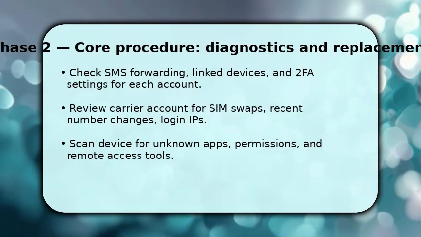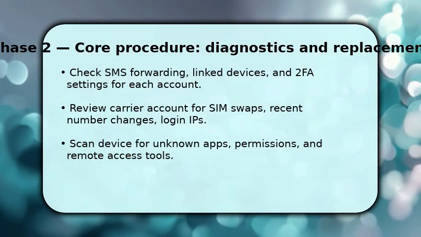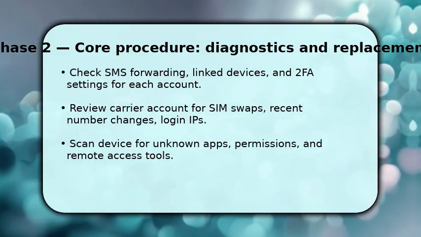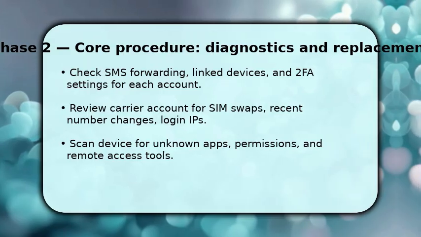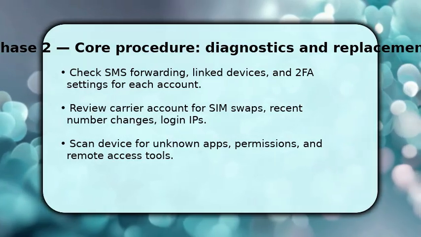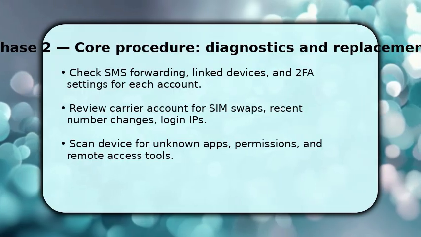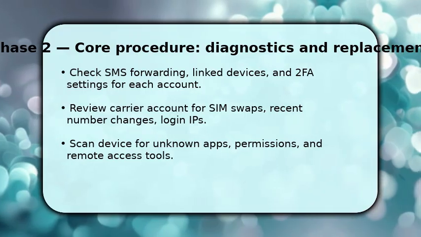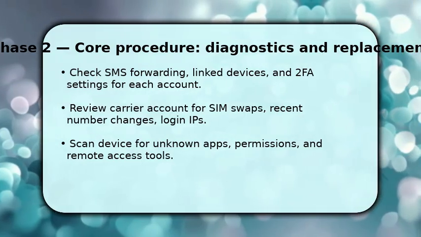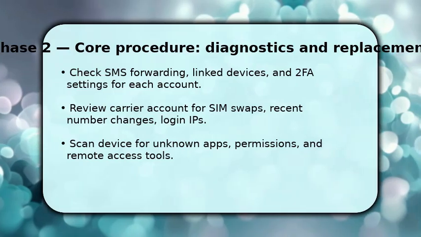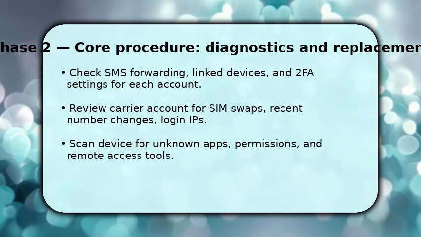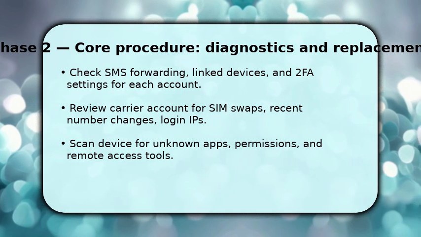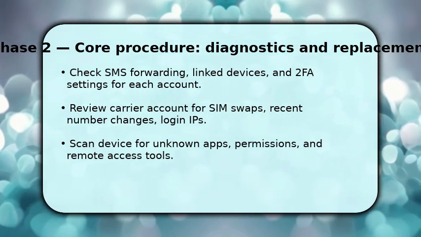You should now comb through account activity. Check sent messages, login history, and devices that have two-factor authentication or SMS forwarding enabled, because attackers often add a device or change 2FA. Then contact your mobile carrier's online portal and review recent SIM or number change requests and login IPs. Unauthorized SIM swaps are common. Simultaneously, scan your phone for unknown apps and elevated permissions, and remove anything suspicious. This prevents persistent access after you regain control.